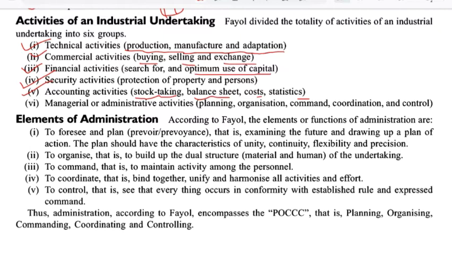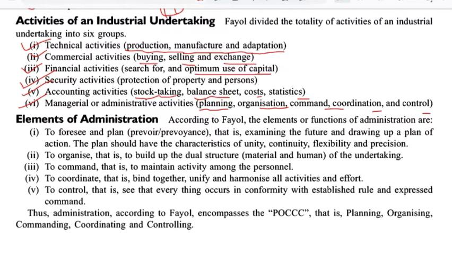Then we have managerial or administrative activities such as planning, organization, command, coordination and control. So everything will come under this head. These are the 6 groups of activities which are related to production, manufacturing, adaptation, buying, selling, exchange of goods and services, optimum use of capital, then protection of properties and persons, stock taking, financial activities, basic accounting activities, and managerial activities such as planning, organizing, command, controlling, budgeting, reporting. Everything is divided into these 6 groups of activities.